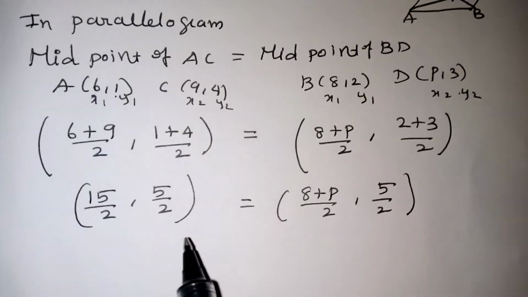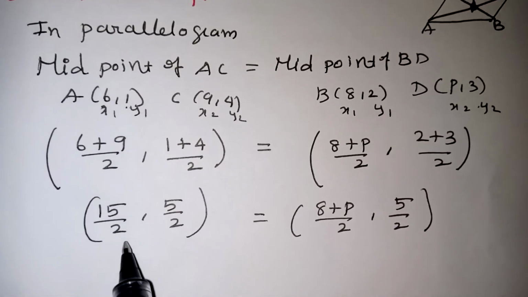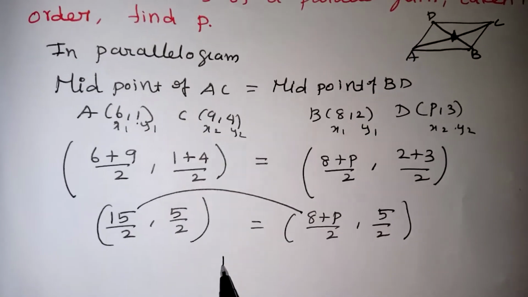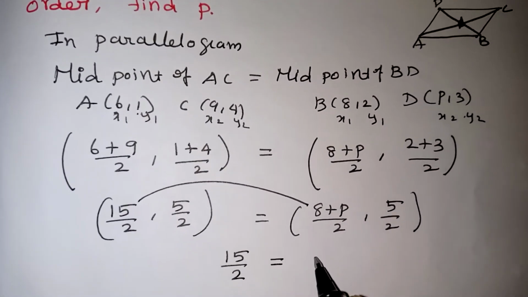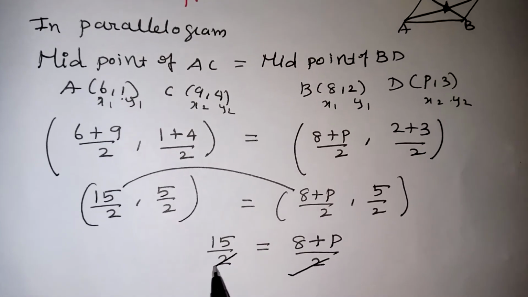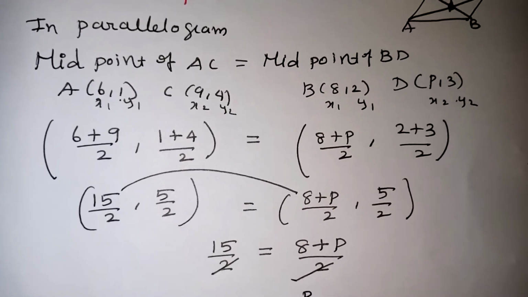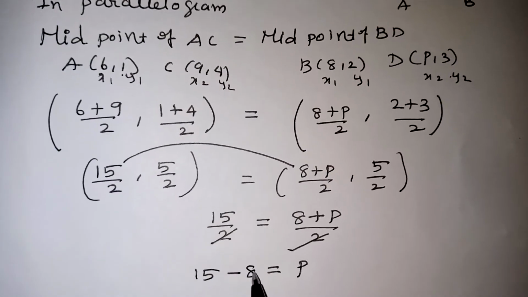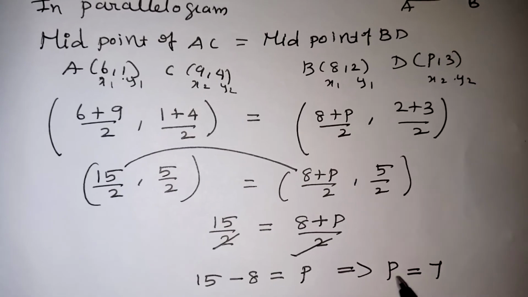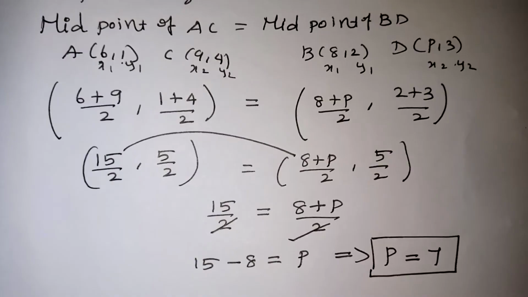Look at the second point is equal. 5 by 2 is equal to 5 by 2. So we have to equate only the first point in order to get the P value. So we can write it. 15 by 2 is a value, definitely it will be equal to 8 plus P by 2. Whenever we are getting the same denominator like this, we can cancel it. Now the plus 8 alone we can bring it to that side, that will become minus 8. So 15 minus 8 it will be. So that will give you P is equal to 7. P is equal to 7 is your correct answer. That is your question. Find the value of P.